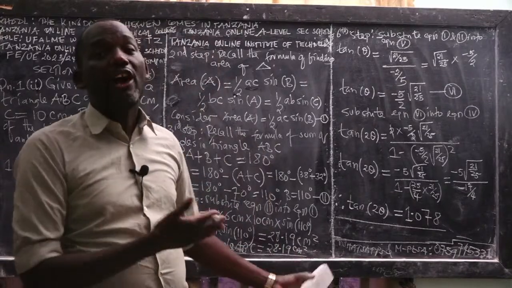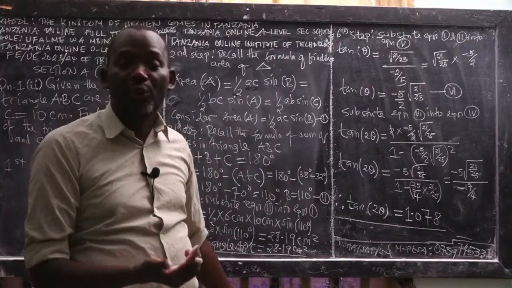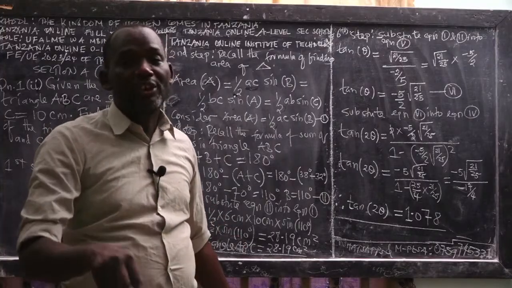Do you understand how you can find the area of the triangle where you've been given two sides and the two angles? Let me know in the comment section if you've understood.